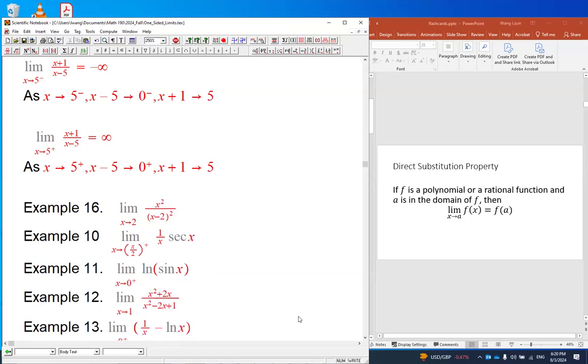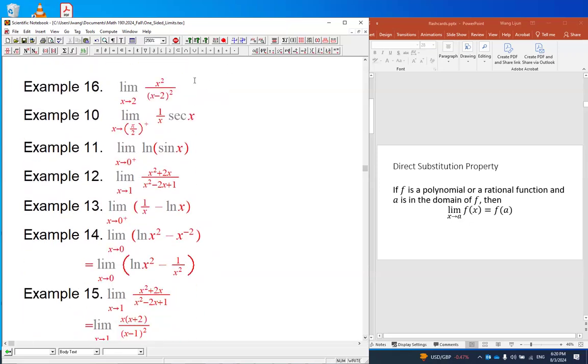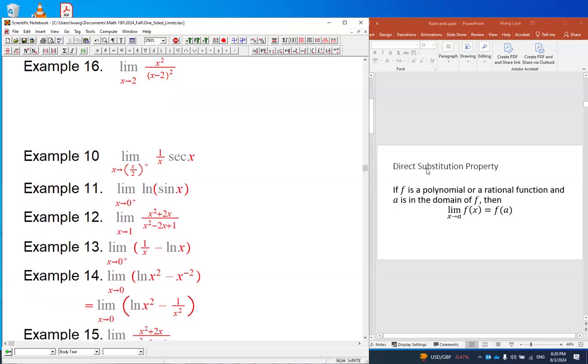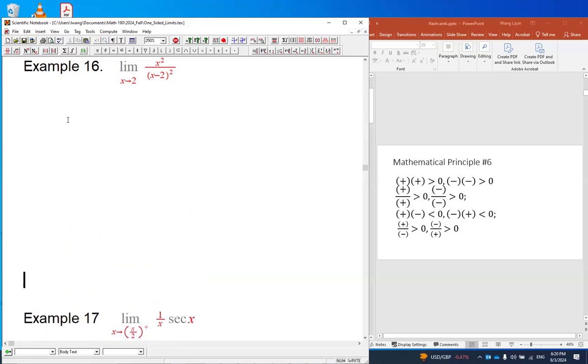The following examples, I'm going to show you how we utilize the sign thing to analyze. Okay, so I'm going to bring the sign analysis, right? Mathematical principle number 6. How do we analyze a situation like number 16? Okay, so we're gonna come back to correct the other numbers.